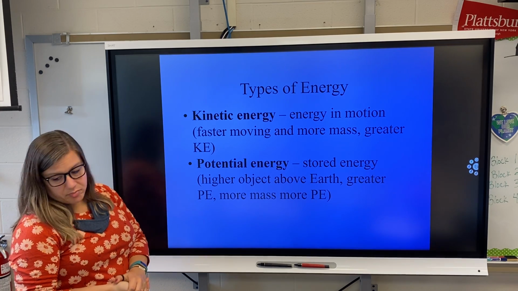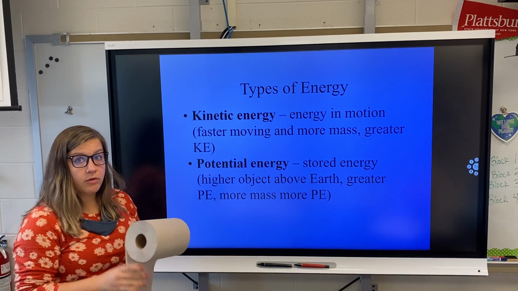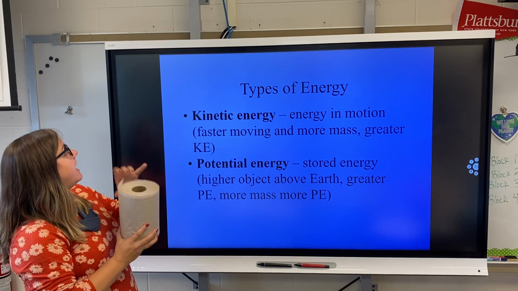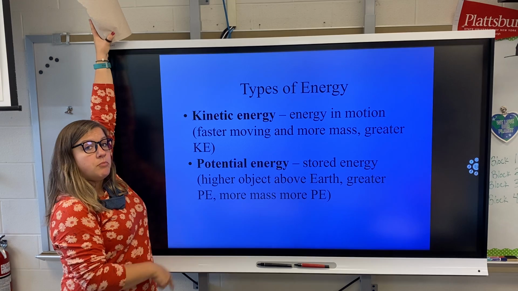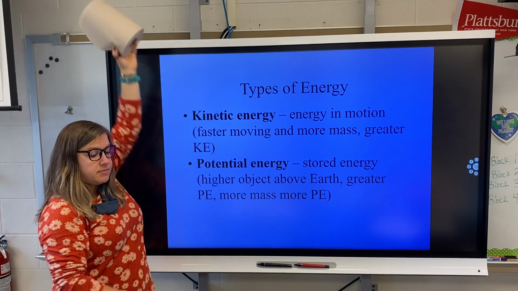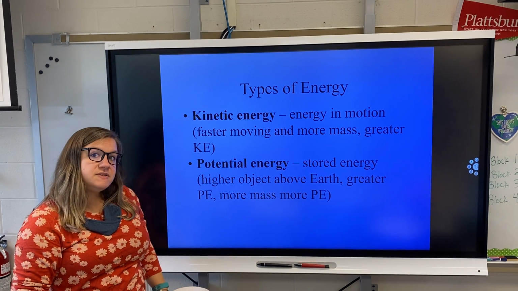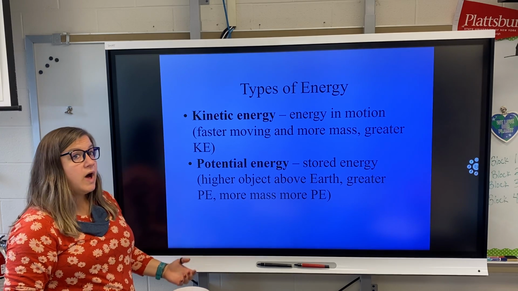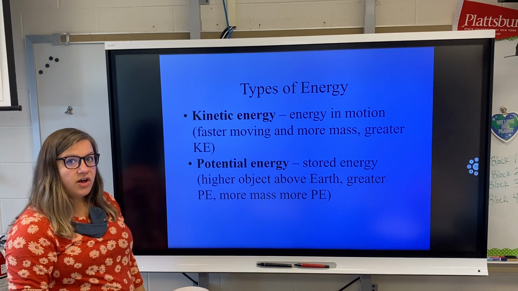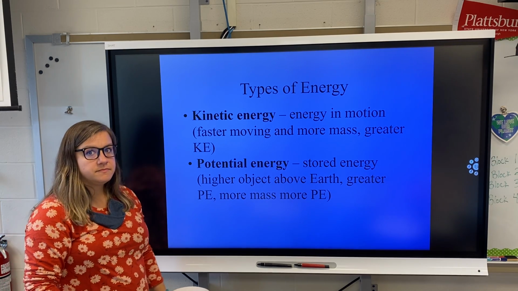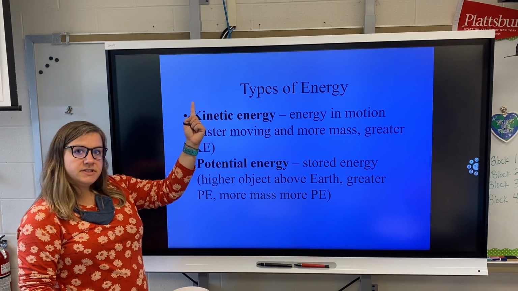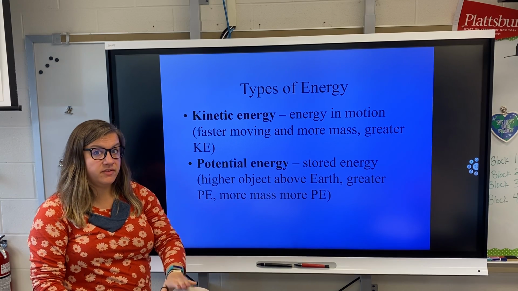So say that I put this paper towel roll on top of the smart board up here, that's going to have more potential energy up at the top of the smart board than it would if it was sitting on my counter. Why? Because if I was to knock it off of the counter or the smart board, which one is it going to fall harder from? Up at the top of the smart board, it will fall harder than it would if it fell here.